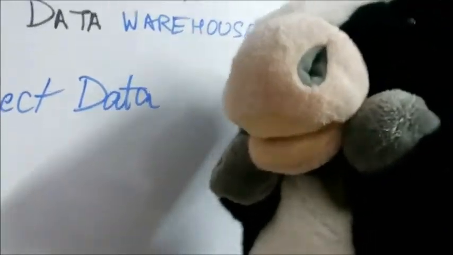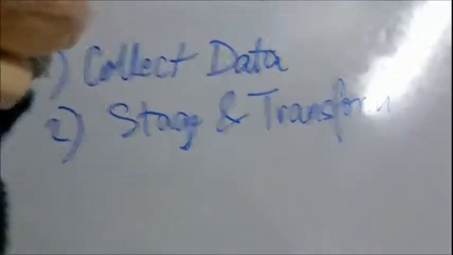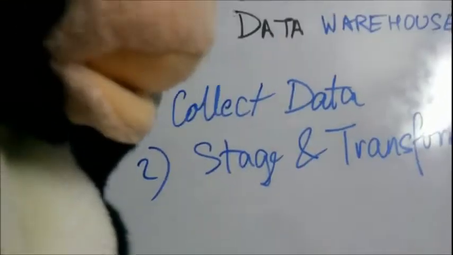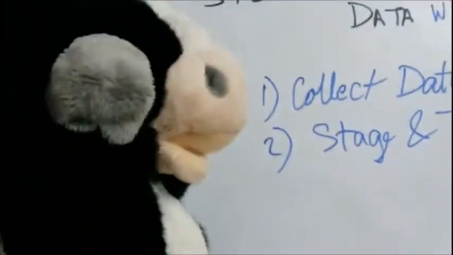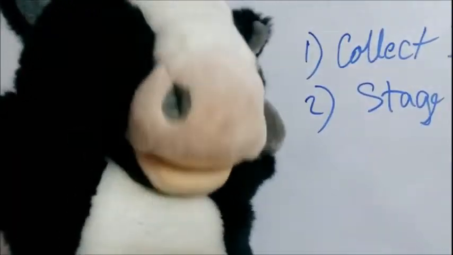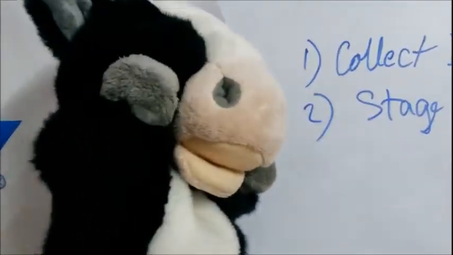Right, so what we do first is we actually collect the data, like so. Then we stage and transform the data, bringing it to a uniform format. Why this is important is that all the data needs to be in the same format so that we can apply a single operation to it to make it into a single value.